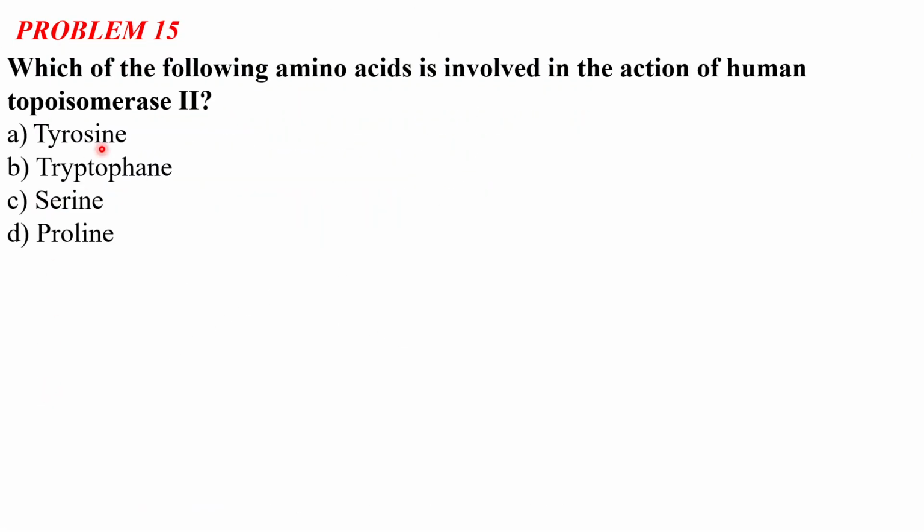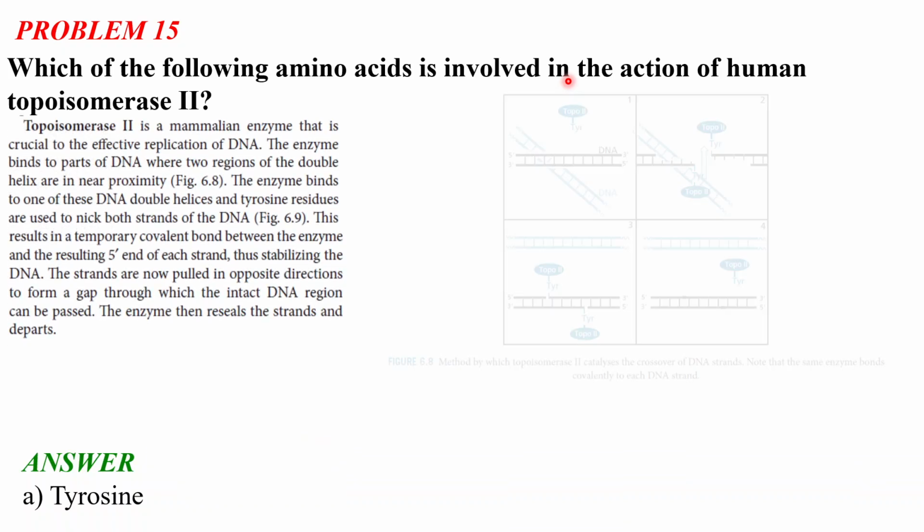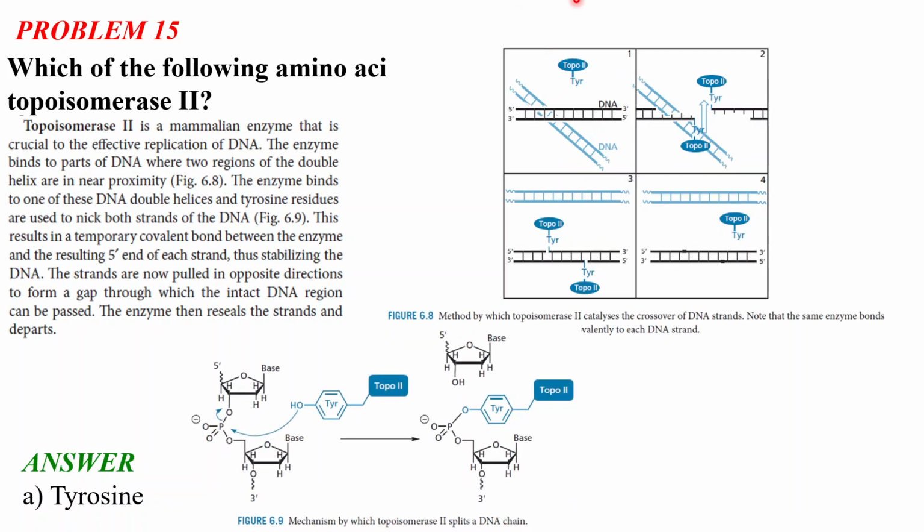So the amino acid involved in the action of human topoisomerase 2 will be tyrosine. It is number A. I have already discussed this in my last class, and I have already shown you these figures also. So human topoisomerase 2 is a mammalian enzyme that is crucial to the effective replication of DNA.